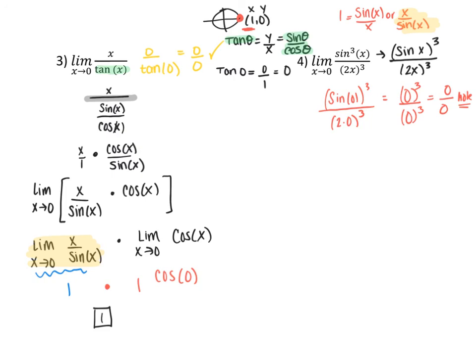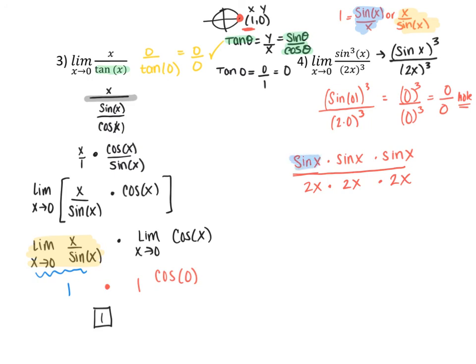So another technique that we can do is recognize that we have an exponent. So sine of x to the third power is the same thing as saying sine of x times sine of x times sine of x, right? And then on the bottom, 2x to the third is the same thing as saying 2x times 2x times 2x. So what we're looking for is either x over sine x or sine x over x. And I think we actually have the first one. We have sine x over x. It's just kind of written in a weird form, right?